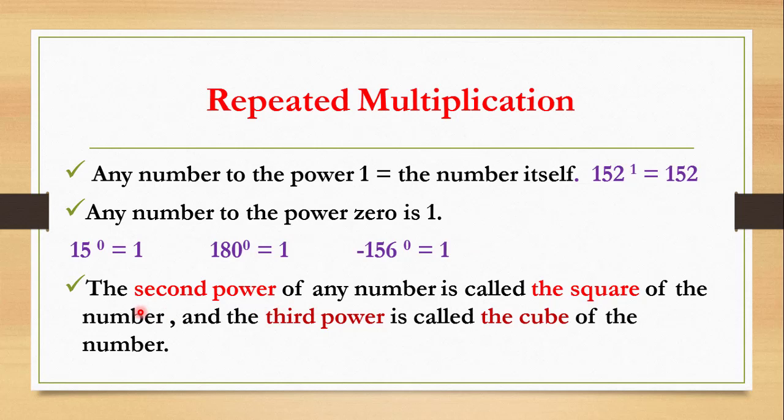Any number to the power 2 is the second power of this number, which is called the square. 3 to the power 2 means 3 squared. And any number to the power 3 is called the cube. 4 to the power 3 means 4 cubed.